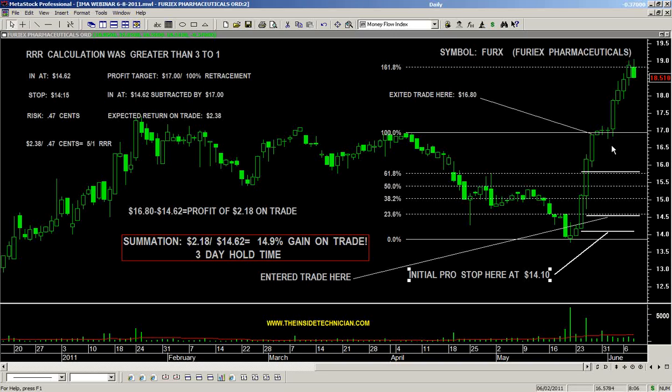This is how we do it. The distance from where we got in to the stop was the risk. The distance from where we get in to the price profit target is the expected return. If you divide this distance by where you got in from where you expected to get out, the reward to risk ratio on this trade is 5 to 1.